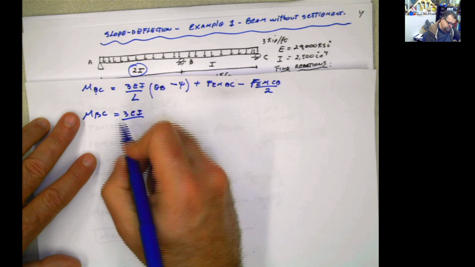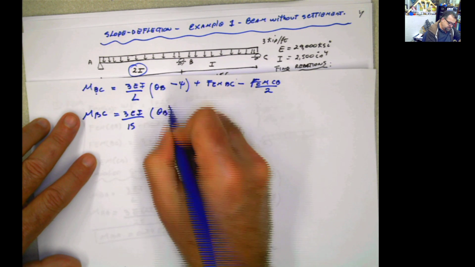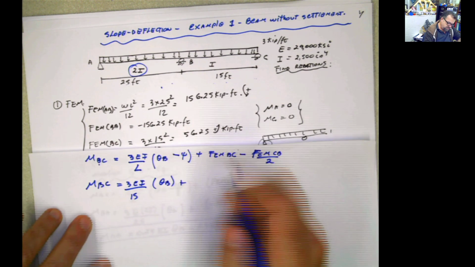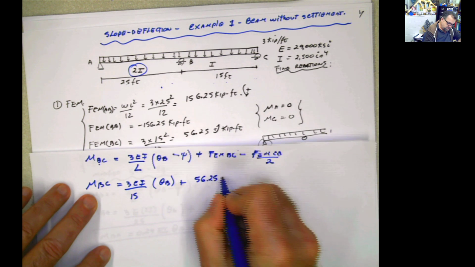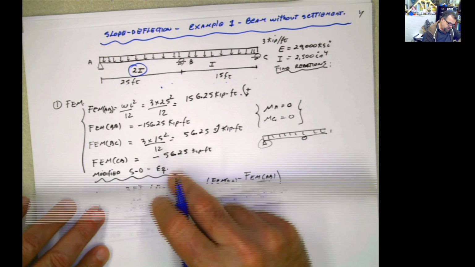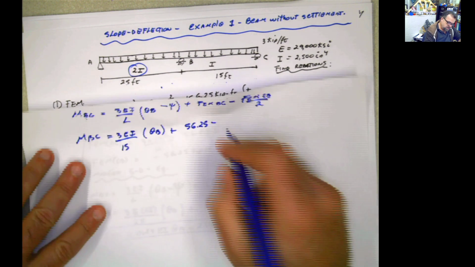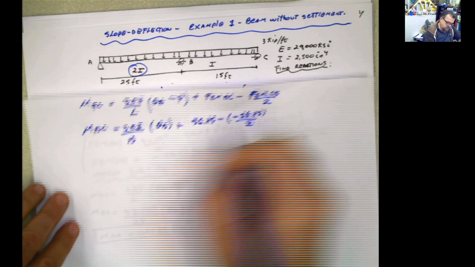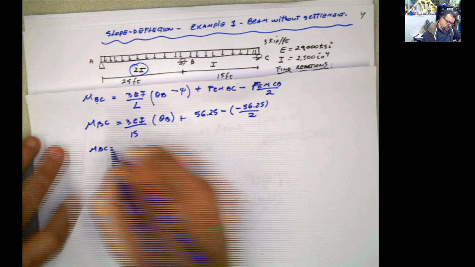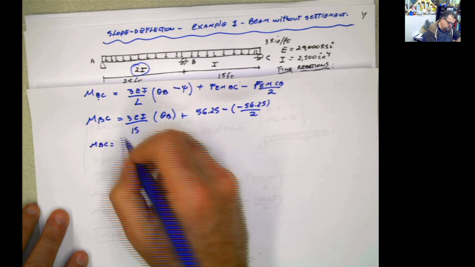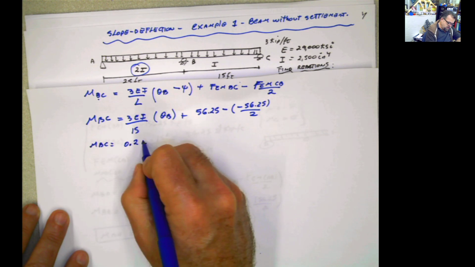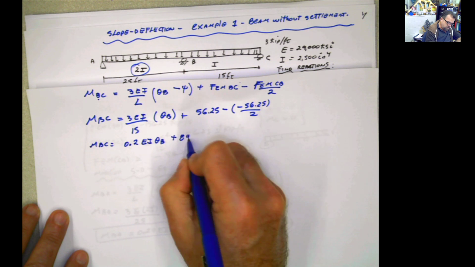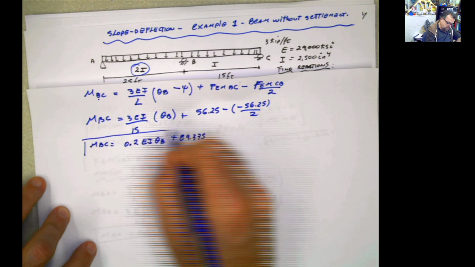L is 15 multiplied by this plus fixed moment BC is 56.25 minus CB. CB is negative 56.25, so it's minus negative 56.25 divided by 2. And the moment BC is going to be equal to 0.2 EI rotation at B plus 84.375.